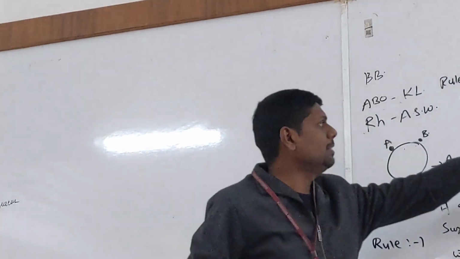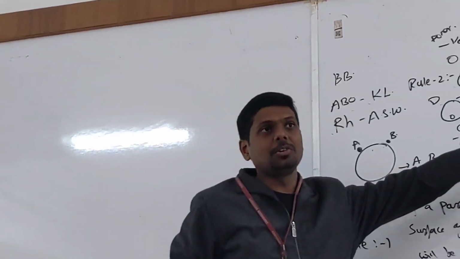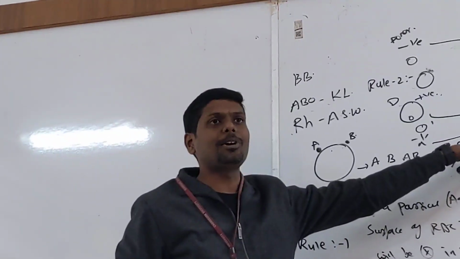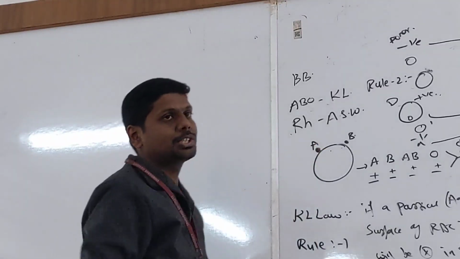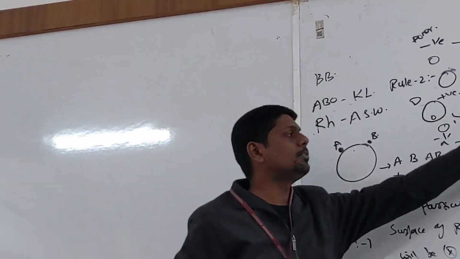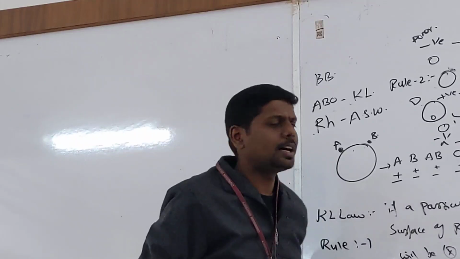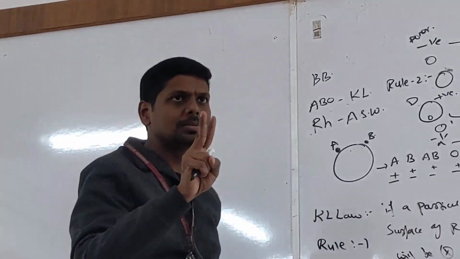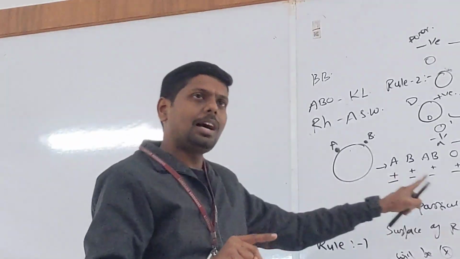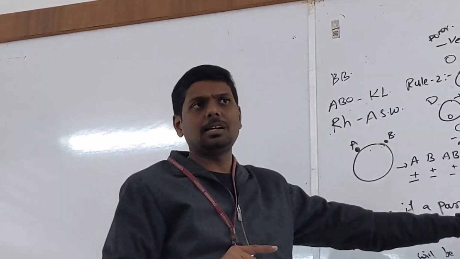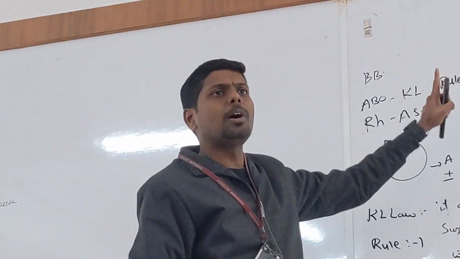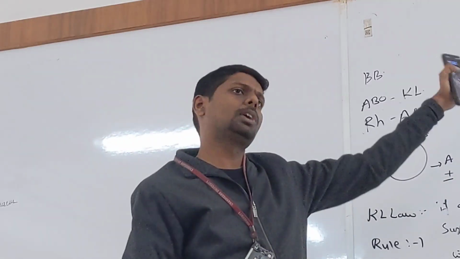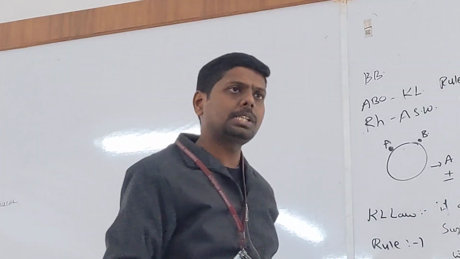Because here this person will develop antibodies. Negative person will see first time positive blood, so his immune system will get activated. That's why we don't want such thing. Got it? Yeah. Rule 2. Rule 1, antigen corresponding antibody absent. Rule 2, don't give positive blood to a negative person, but you can give negative blood to a positive person.